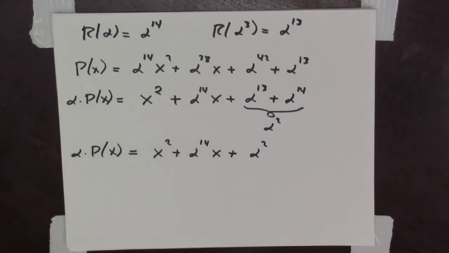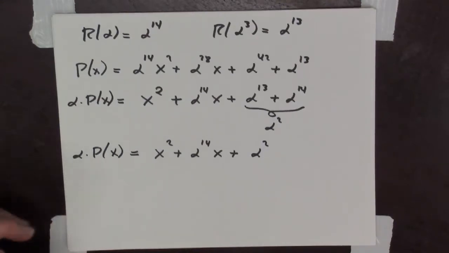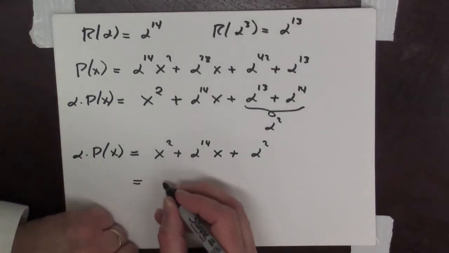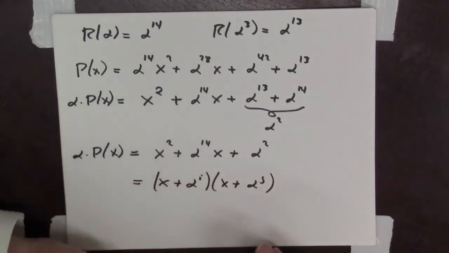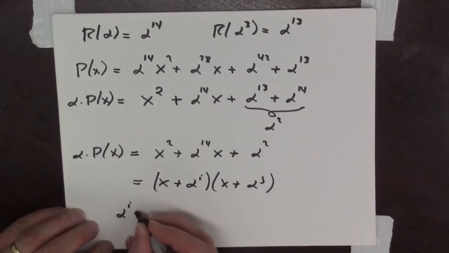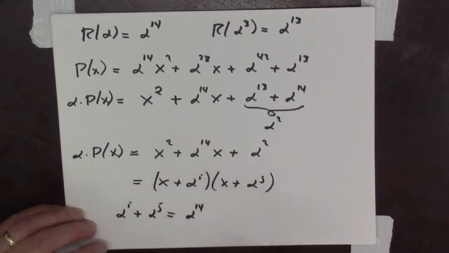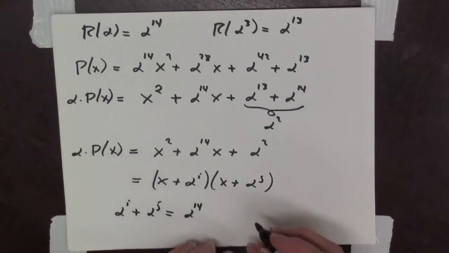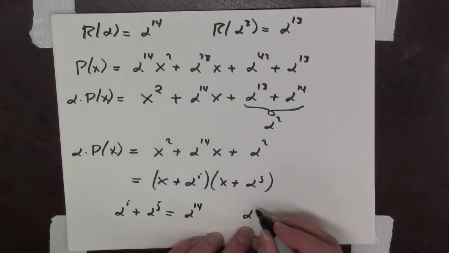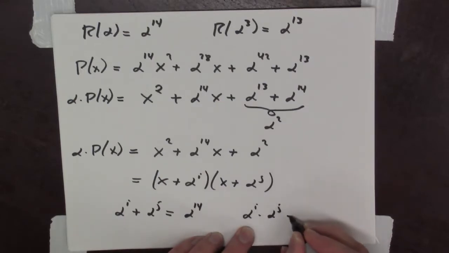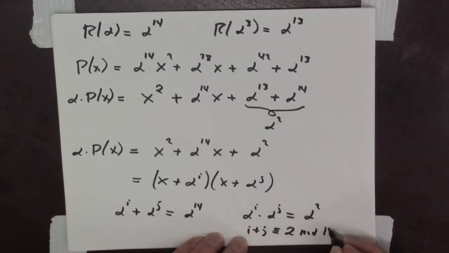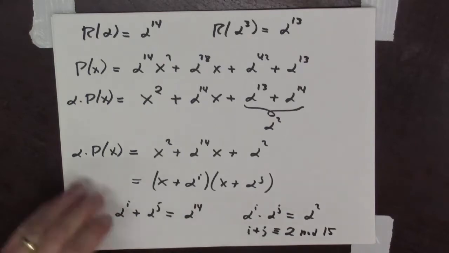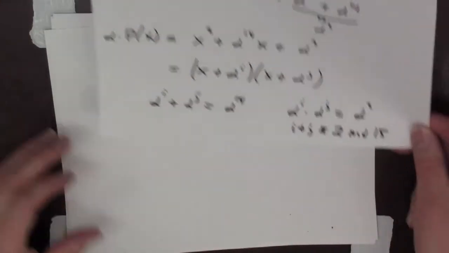Okay, so in order to solve this, what do we know? This is equal to x plus alpha to the i times x plus alpha to the j. So what we want is alpha to the i plus alpha to the j equal to alpha to the 14. That's the linear term. And then we have the constant term. Alpha to the i times alpha to the j should be equal to alpha squared, or in other words, i plus j is equal to 2 mod 15. So let's make a table of all the i plus j's that sum to 2 mod 15.